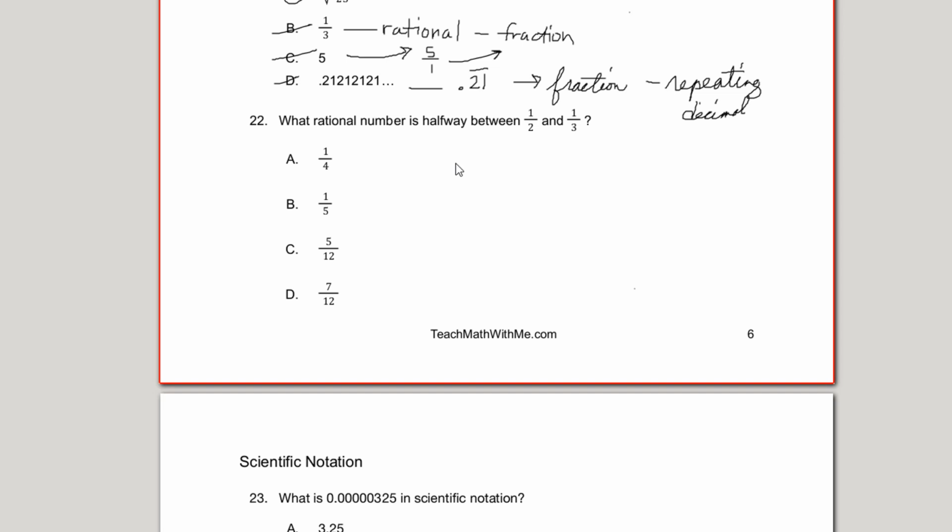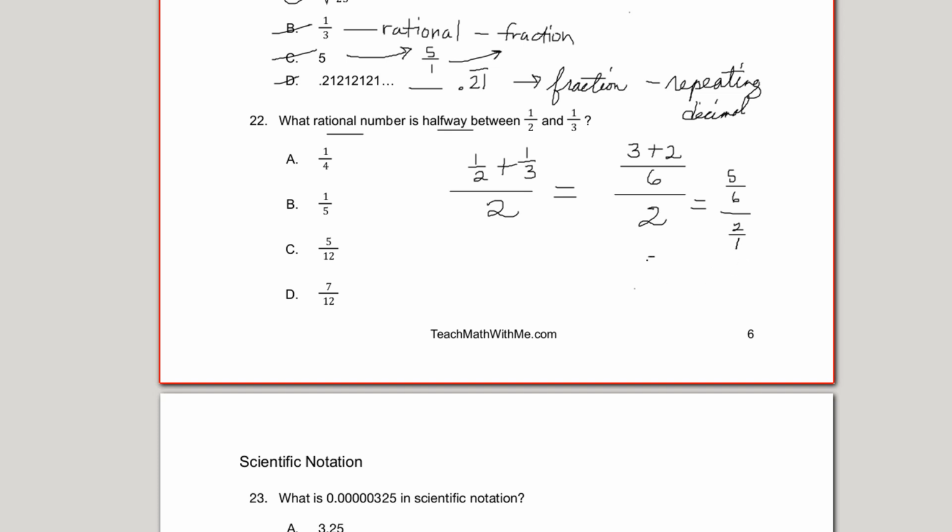Question 22 says, what rational number, again, we're looking for a fraction or a number that can be expressed as a fraction, is halfway between 1/2 and 1/3? So we're basically looking for the average halfway between 1/2 and 1/3. So I'm going to find the average of these two numbers. You could plug this into your calculator and do this with fractions. I'm just going to do it by hand and show you how I do finding a common denominator. That's going to be 3/6 plus 2/6 divided by 2. So we have 5 over 6 divided by 2 over 1.